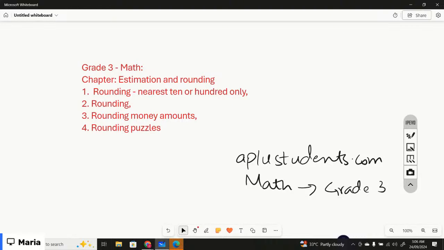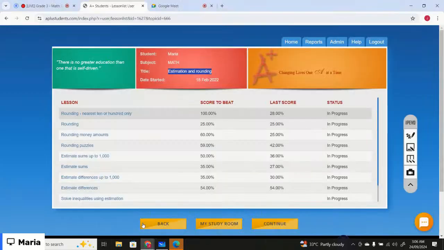The lessons we're going to cover today are rounding nearest 10 or 100 only, rounding, rounding money amounts, and rounding puzzles. So please make sure you have your notebook and pencil so that you can note down the important examples and definitions as well. Let's just start with the first lesson, that is rounding nearest 10 or 100 only.